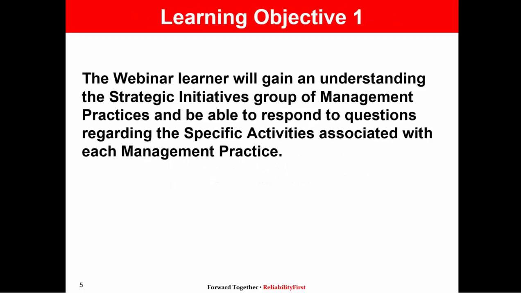Our learning objective for this module is to gain an understanding of the strategic initiatives group of the management practices and be able to respond to questions regarding the specific activities associated with each management practice.